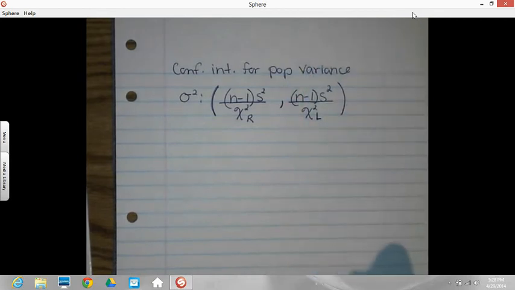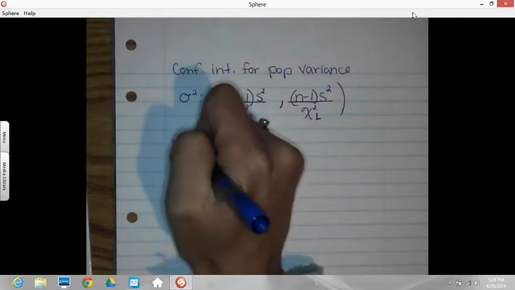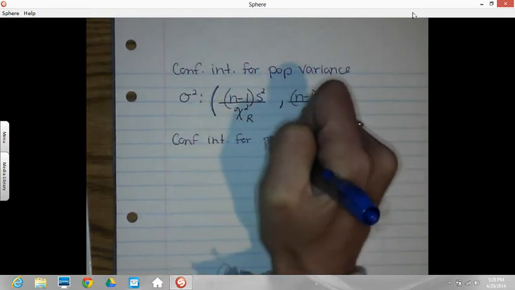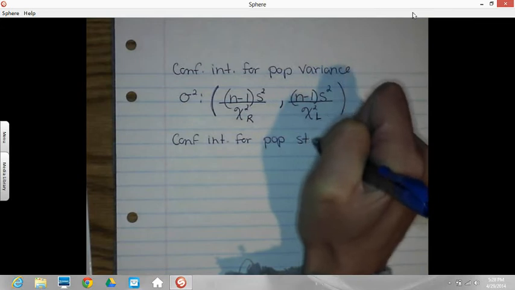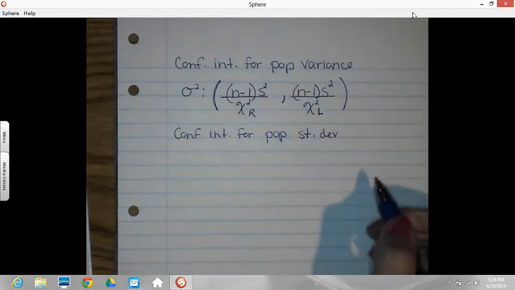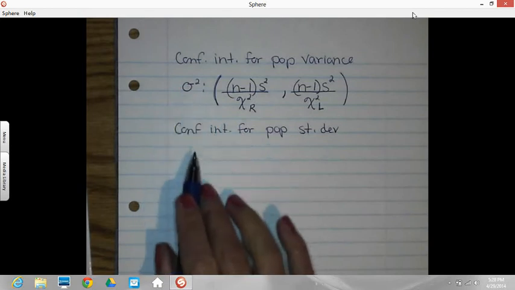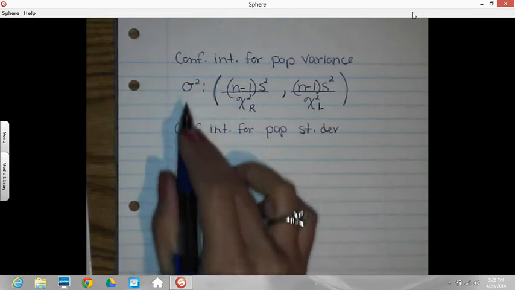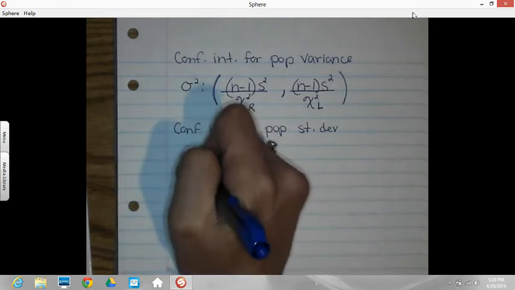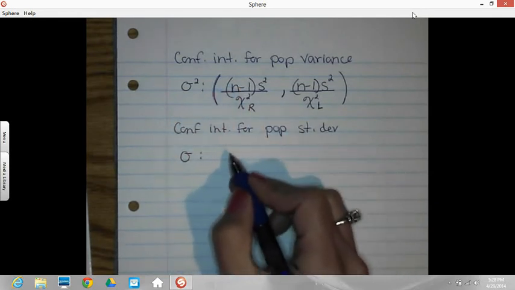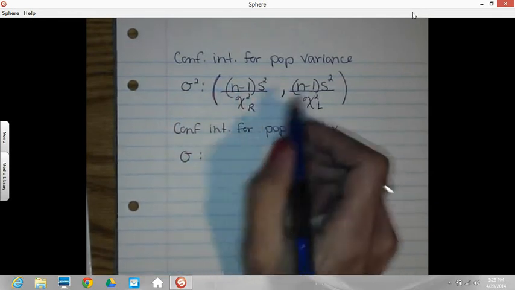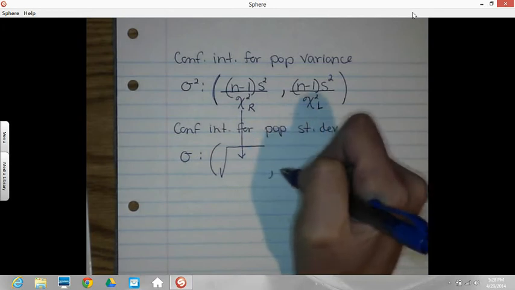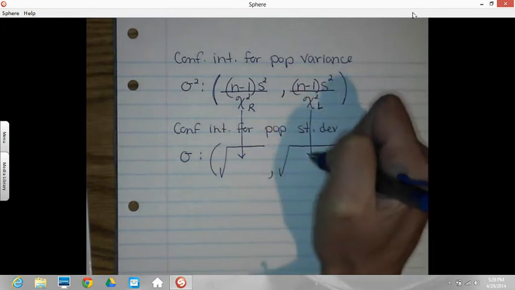Okay? And then the confidence interval for population standard deviation. Well, remember, what's the relationship from variance to standard deviation? Again, you're not here to answer the question, but remember, we just take the square root to come down to sigma. So all we're going to do to get the interval for standard deviation is take the square root of these two answers. So it's going to be the square root of that answer we got up there. And then we'll have the interval.